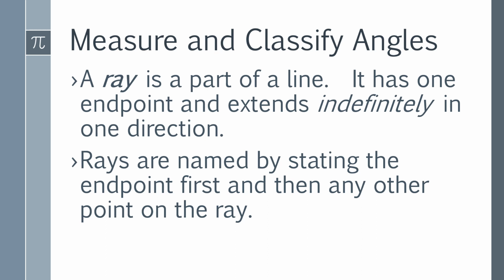So the first thing we're going to talk about is how we measure and classify angles. But to do that, we have to understand what some of the parts of an angle are. Now, one of the parts of an angle is a ray. A ray is a part of a line. It has one endpoint and extends indefinitely in one direction. Rays are named by stating the endpoint first and then any other point on the ray.